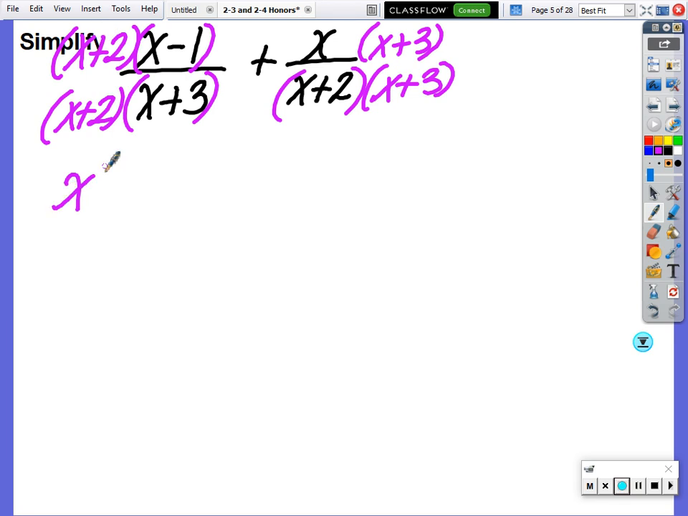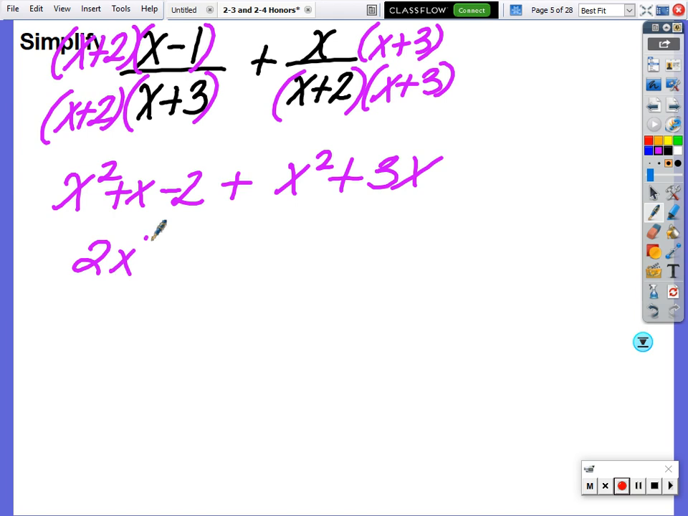Focus your eyeballs with me. We have an x squared. Then we have minus x plus 2x, right? So that'd be plus x, wouldn't it? And then we have minus 2. Then we have a plus sign. Then we have x squared plus 3x. Combine like terms in the numerator.